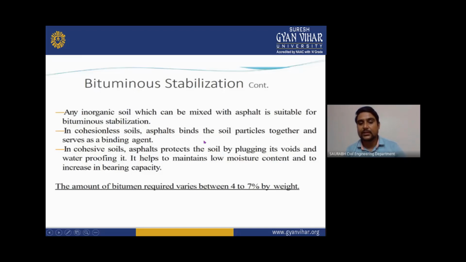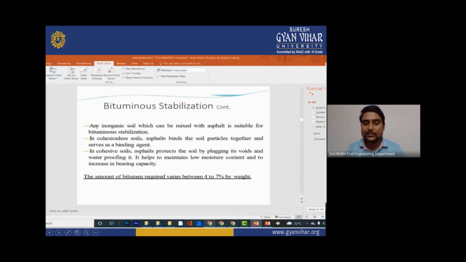In cohesive soil, asphalt protects the soil by plugging its voids and waterproofing it. It helps to maintain low moisture content and to increase the bearing capacity. The amount of bitumen required varies between 4 to 7% by weight.